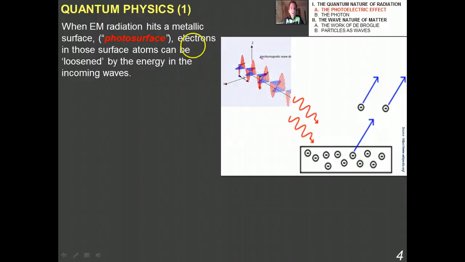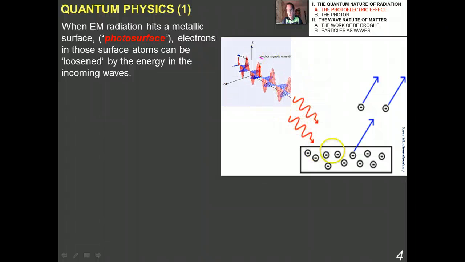It turns out that there are certain kinds of metallic surfaces where, if we hit those surfaces with electromagnetic radiation, the valence electrons of those atoms, in the valence shells, can be loosened by the energy in the incoming waves. If they're loosened enough, these electrons can be emitted, or stripped off the outer shell of those atoms. So in this diagram, I have the incoming electromagnetic radiation coming in.